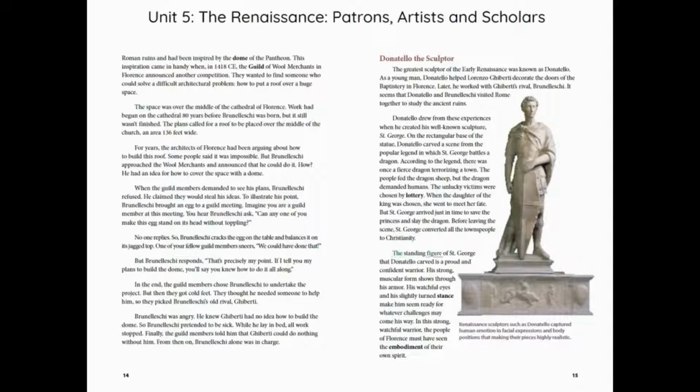The standing figure of St. George that Donatello carved is a proud and confident warrior. His strong, muscular form shows through his armor. His watchful eyes and his slightly turned stance make him seem ready for whatever challenges may come his way. In this strong, watchful warrior, the people of Florence must have seen the embodiment of their own spirit.